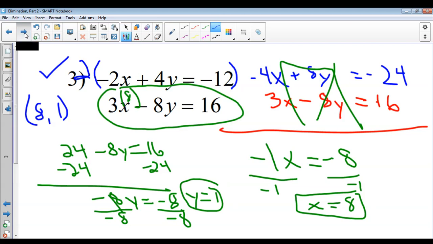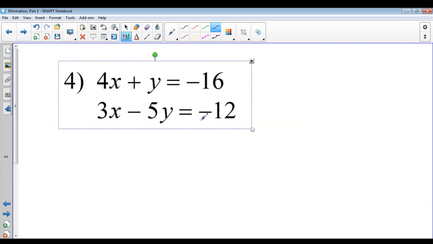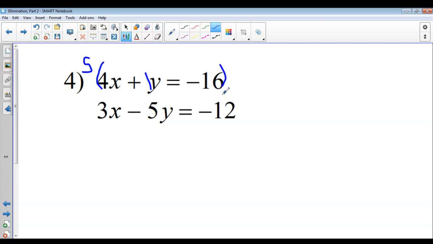All right, last one I'm going to do with you. So now this is number 4. You can choose to get rid of your x's or your y's. Which one is the one you can do in one step? Hope you're saying the y's, right? If I think about how to make them opposites, the bottom is negative 5. The top is really a 1, right? So what do you need to multiply 1 by to make it into positive 5? So yeah, the answer is 5, right? So you're going to multiply the whole row by positive 5.